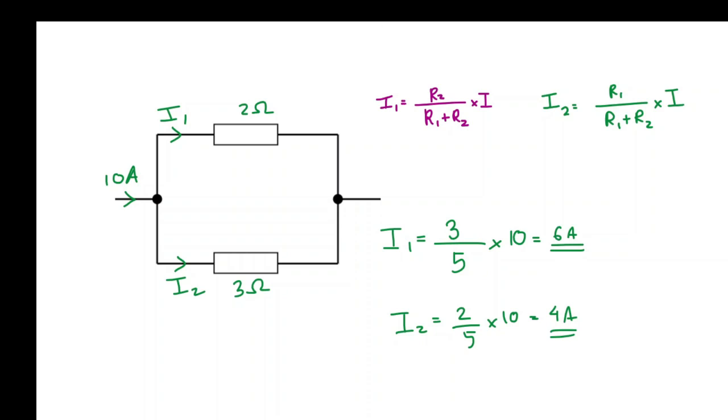Now you can clearly see, once you figure that out, when this current here is 6 amps and when this current here is 4 amps, what's the voltage across this one? Voltage across this one is V equals IR, 2 times 6, 12 volts. Again for this one, 4 times 3, 12 volts. Now you can clearly see that should be the case because these two are in parallel. So the voltage difference across both should be exactly the same.